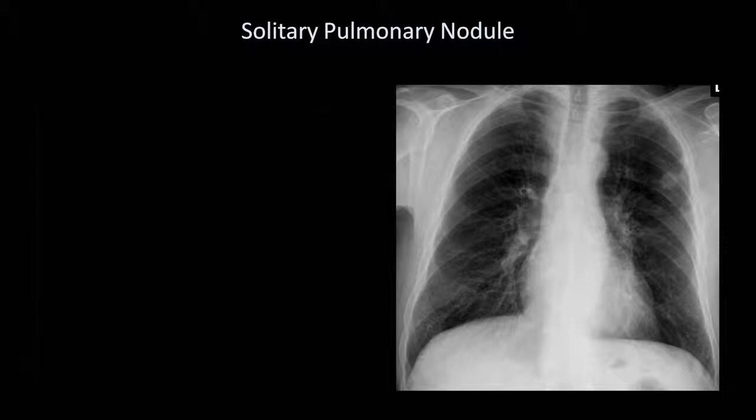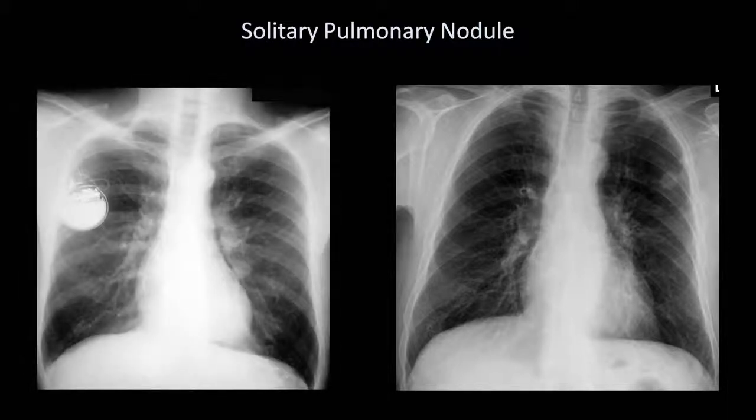And consider this example. Where is the nodule here? Although it's approximately the same size and round shape as the film on the right, its central location near the hilum makes it much more difficult to spot.